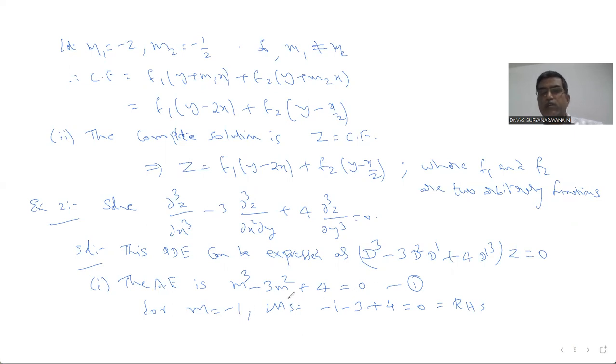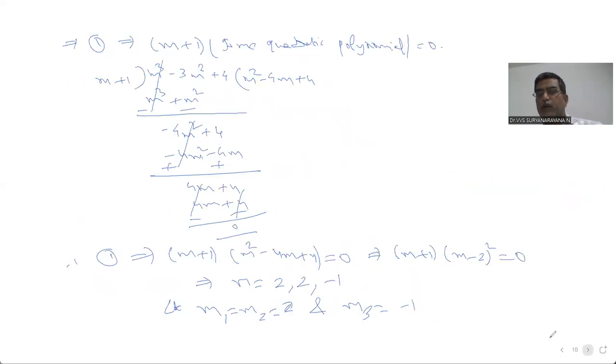That means m plus 1 is a factor of this polynomial. To get the other factor, we divide m cube minus 3m square plus 4 by m plus 1. By long division, we got the other polynomial as m square minus 4m plus 4. So the given equation is the same as m plus 1 times m square minus 4m plus 4 equal to 0. But m square minus 4m plus 4 is nothing but m minus 2 whole square. So we got three roots. From m minus 2 whole square, we got 2, 2, and from m plus 1, we got minus 1. We name the equal roots first as m1, m2, and the other root as m3.